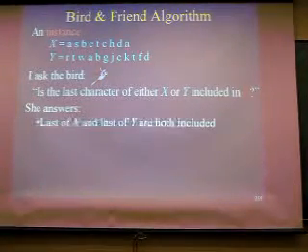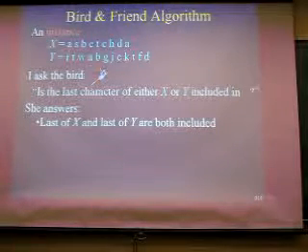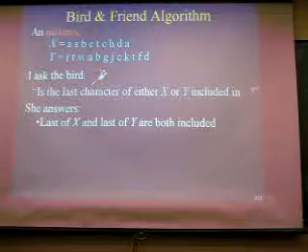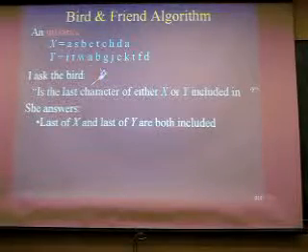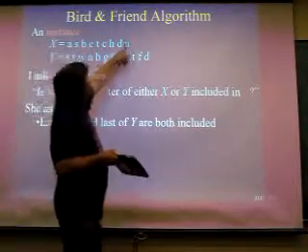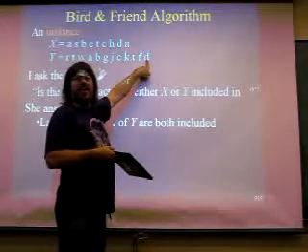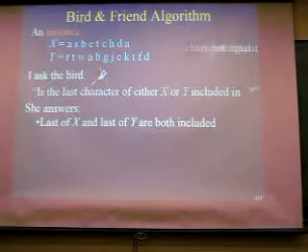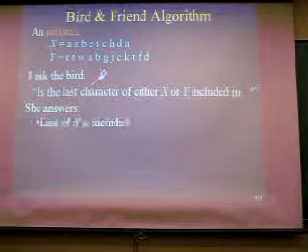Good. What happens if she says both are included? She's wrong, right? She's wrong. Everybody see that? How can both A and D be part of a common subsequence? Right? Everybody get that? She's wrong. So you be polite to the poor bird.